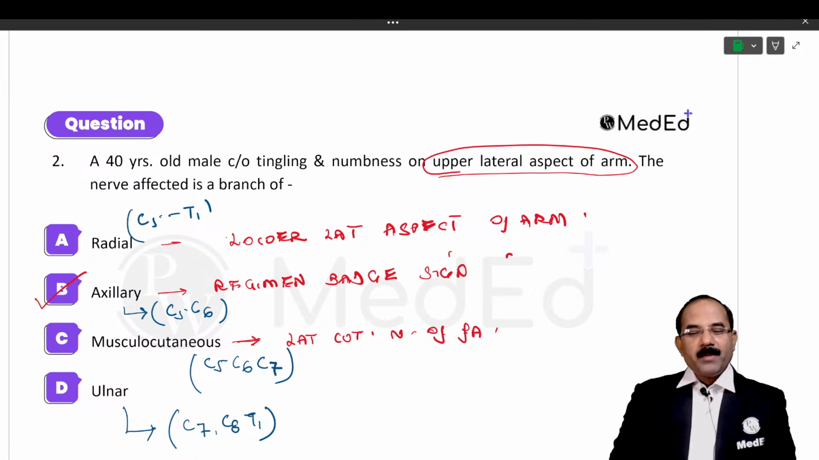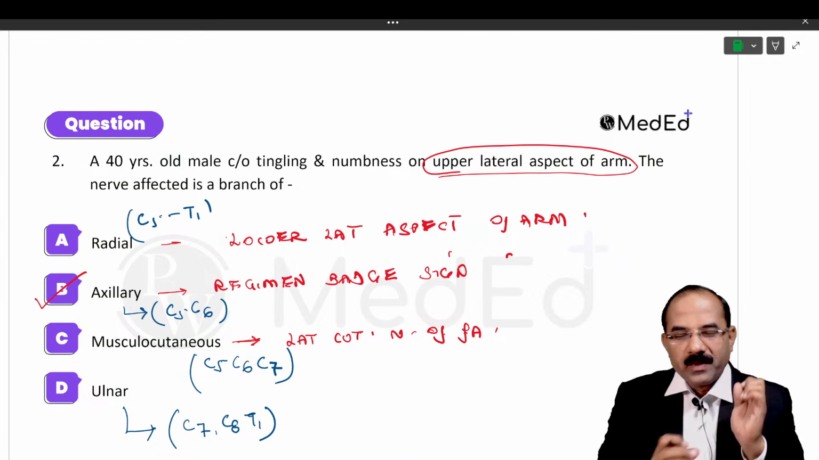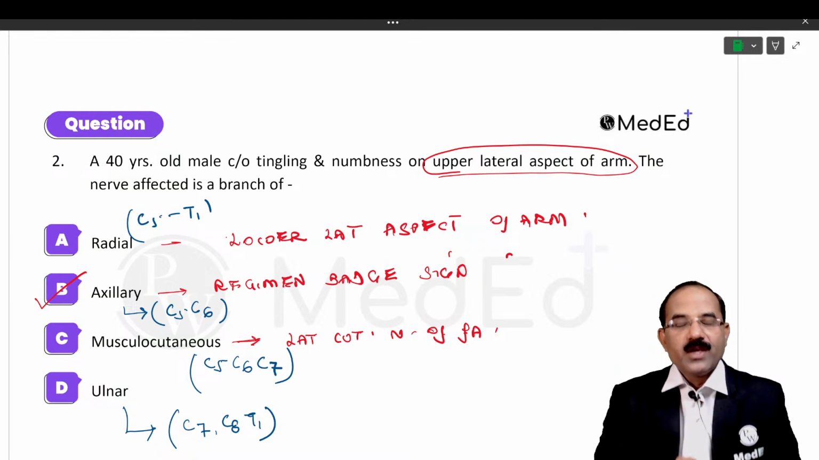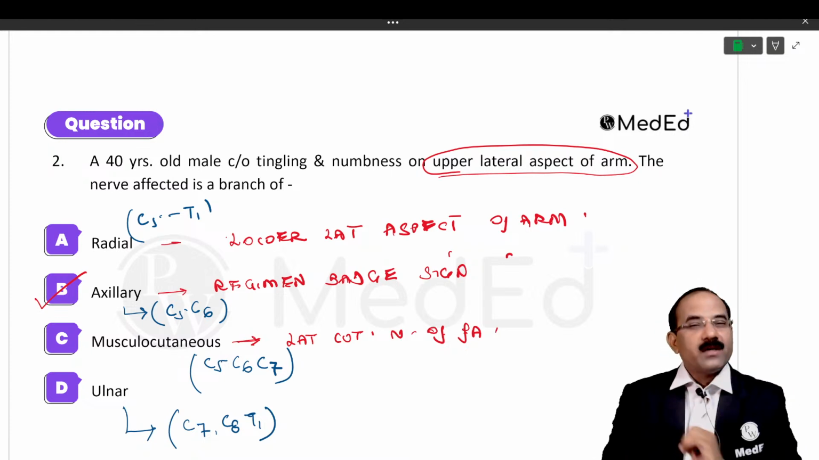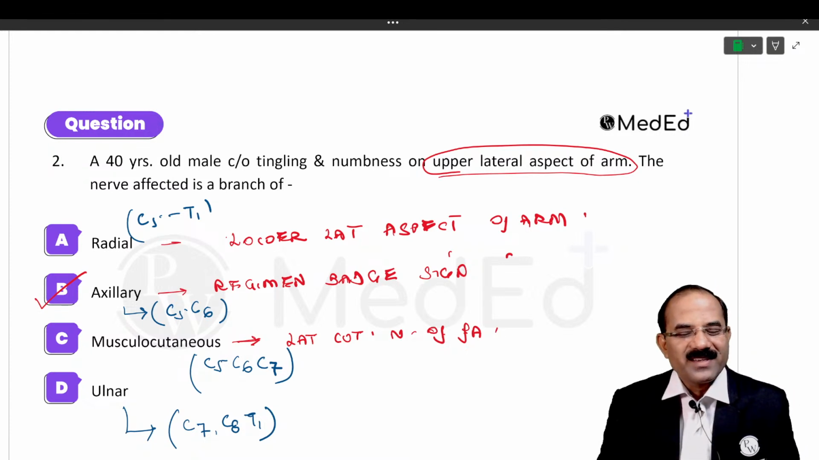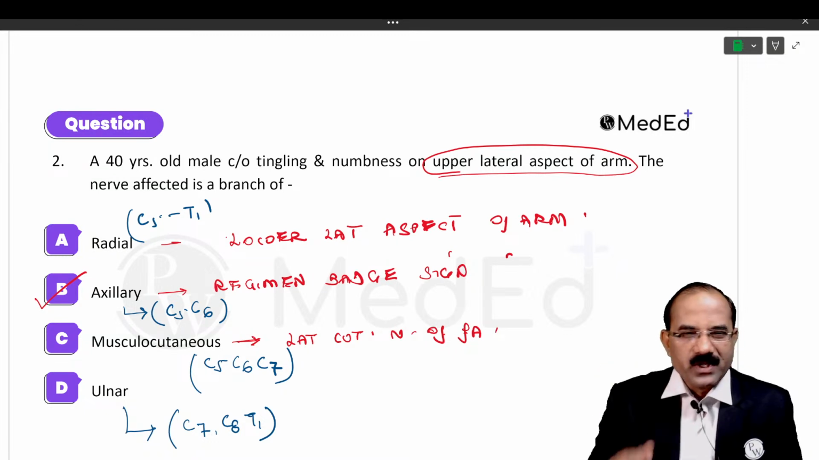Median nerve, because how is the median nerve formed? The median nerve is formed by two roots: the medial root of the median nerve and the lateral root of the median nerve. So what is the root value of the median nerve, children? C5 to T1. Am I clear to all of you? Yes? Perfect. Very good. So let us proceed to the next MCQ.